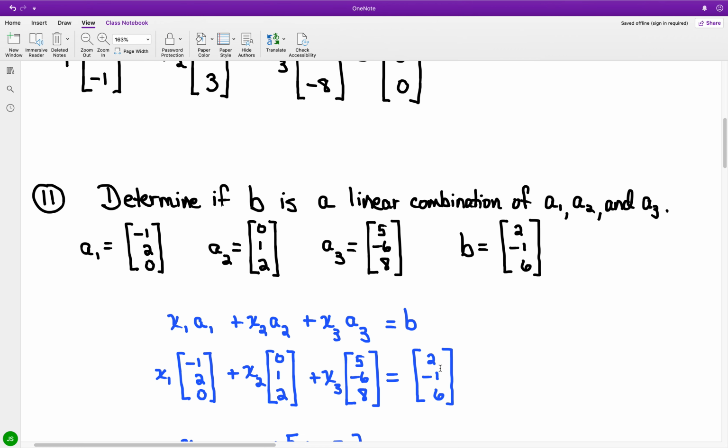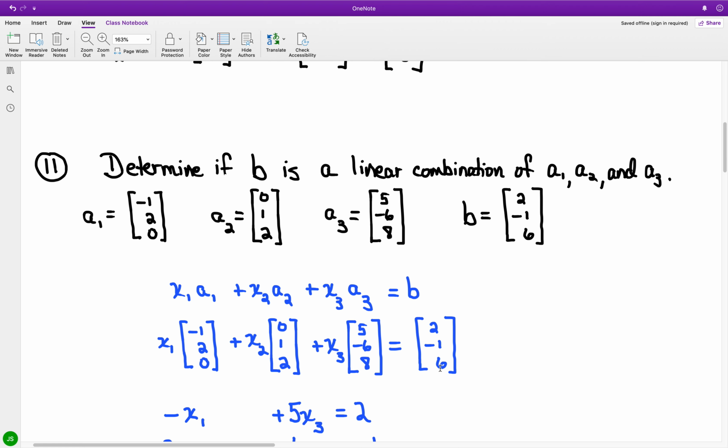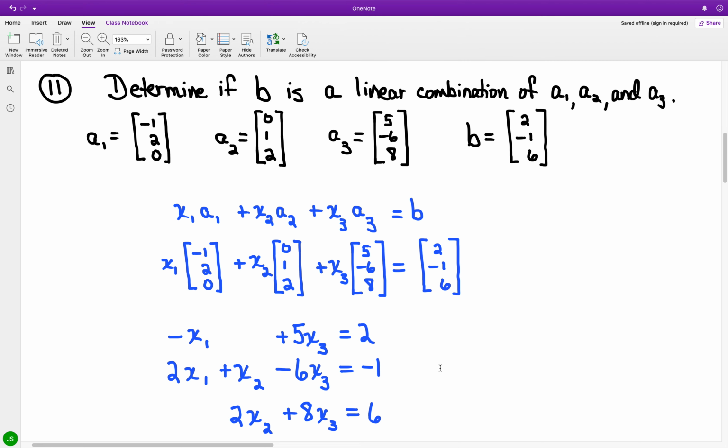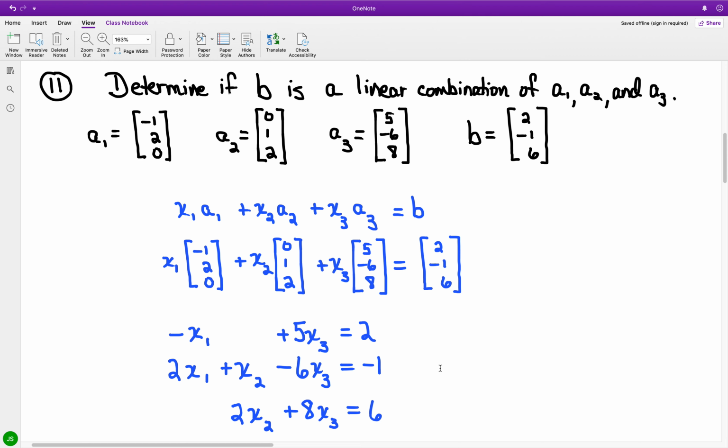As we combine what we have on the left-hand side and write it as a system of equations, if you notice, we have negative x1, we don't have an x2 term thanks to the 0 from this particular vector, and then we have plus 5x3 is equal to 2. Going row by row, we have 2x1 plus x2 minus 6x3 is equal to negative 1. And now we don't have an x1 term for the last equation in the system, but we do have 2 times x2 and 8x3 is equal to 6. And we set this up as a 3 by 4 matrix.